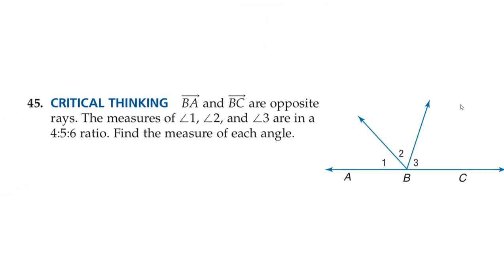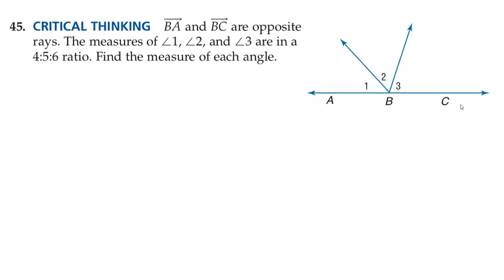Okay, last problem here. So these are opposite rays, so it's just saying this is a straight line here. Okay, we got that. It's a straight line, so the total here is 180 degrees. That's useful information. The measures of 1, 2, and 3 are in a 4 to 5 to 6 ratio. So there's a lot of ways you could do this.